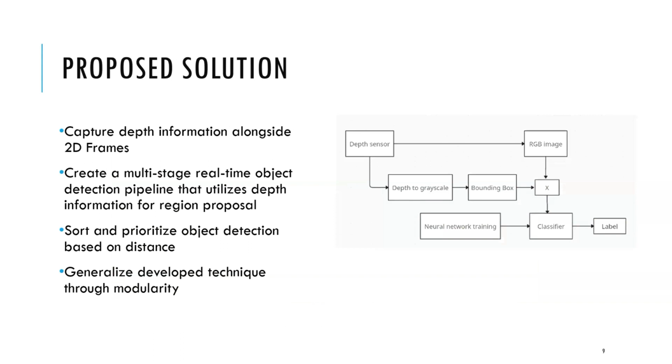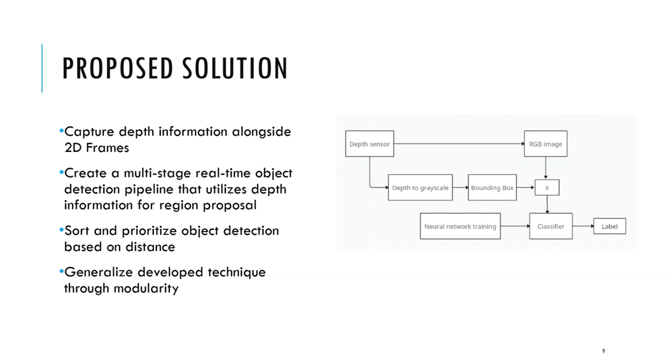So how do we solve that? What is my proposed solution? My proposed solution is to develop a modular pipeline that captures depth information alongside 2D frames. So we add depth to our understanding of the scene. We create a multi-stage real-time object detection pipeline. So our proposal here is creating a two-stage or even multi-stage pipeline that utilizes depth for region proposal. What this allows us to do is sort and prioritize object detection based on distance.